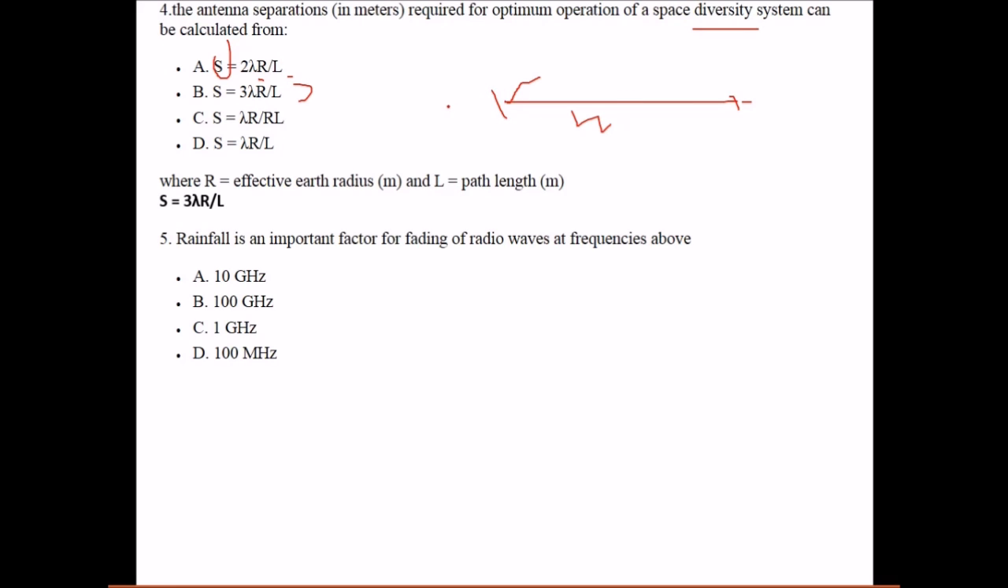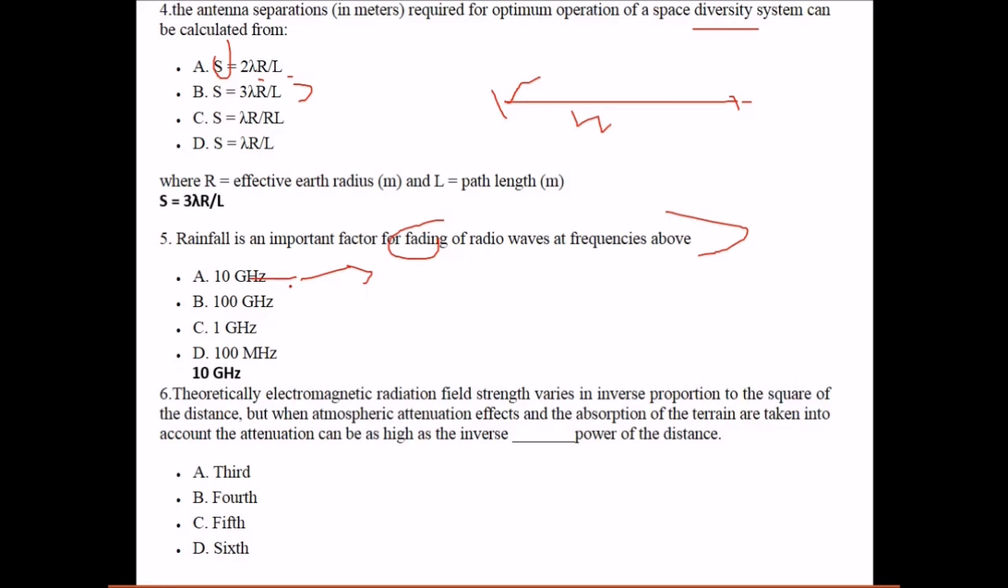Rainfall is an important factor for fading of radio waves at frequency above, wave or propagation wave, they are affected by rainfall. But in which frequency? 10 gigahertz and above. Rainfall plays an important factor for creation of fading or application of some attenuation.